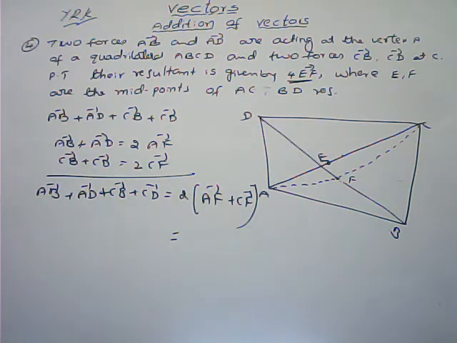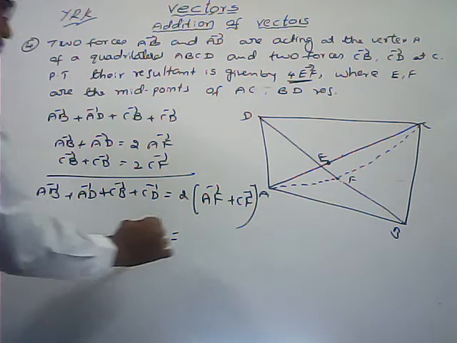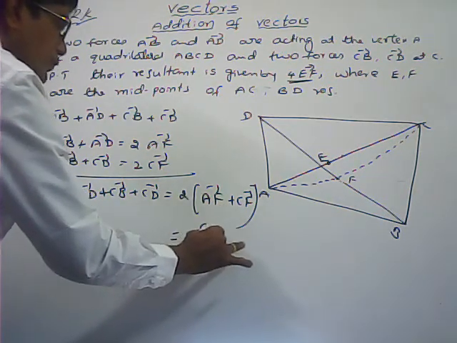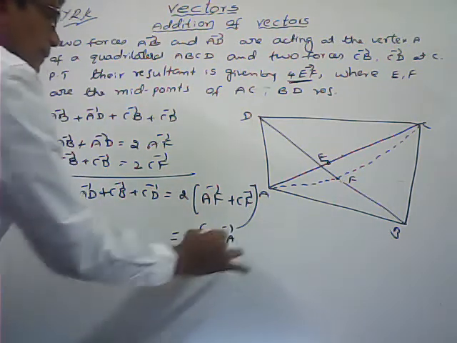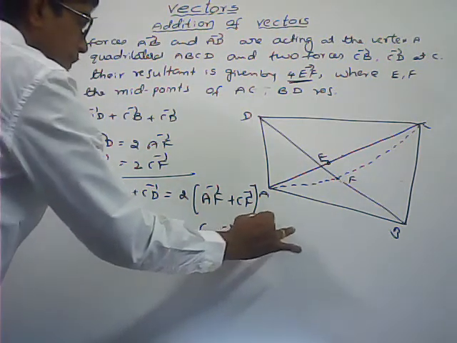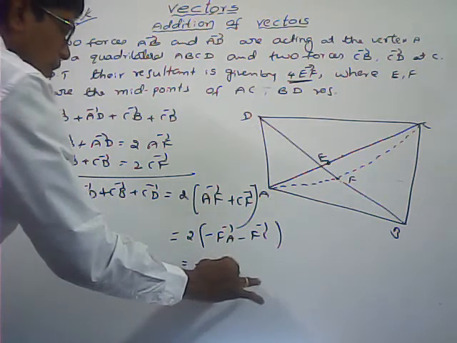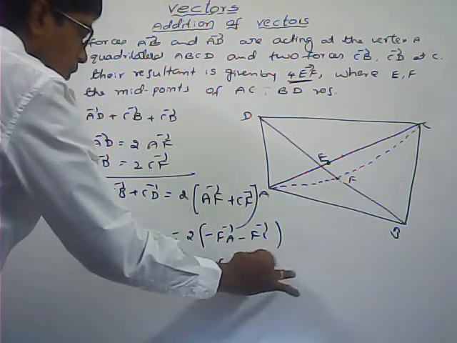Now here, what I am doing: AF bar is the negative vector of FA bar only, minus FC bar I can write here. Overall I am taking minus as common: minus of FA bar plus FC bar.